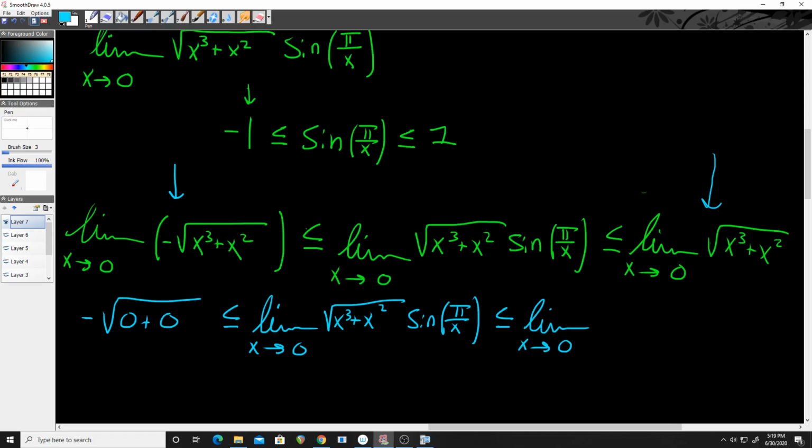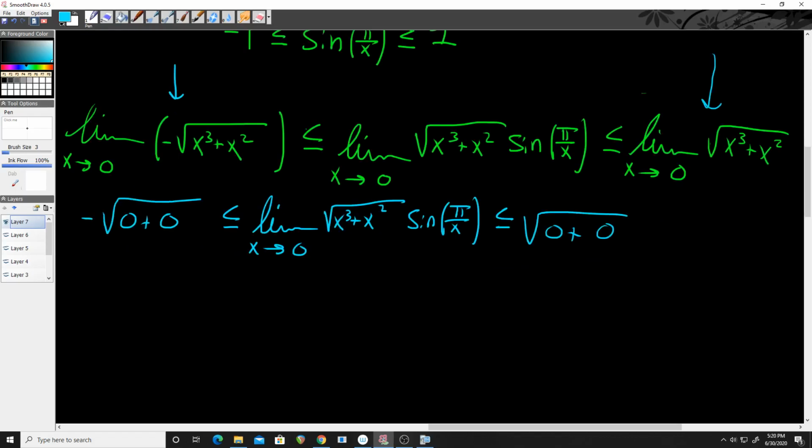Oh, I'm sorry. Let me erase that. On the right here, this little right blue arrow. Again, it's continuous. So I'm just going to plug in 0 to the square root part here, and I want to get the positive square root of 0 plus 0. And the square root of 0 plus 0 is just 0. So just like before, we're here.